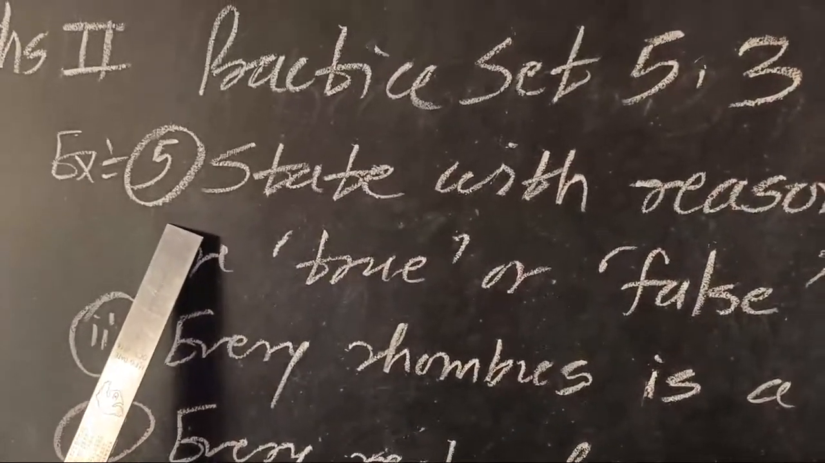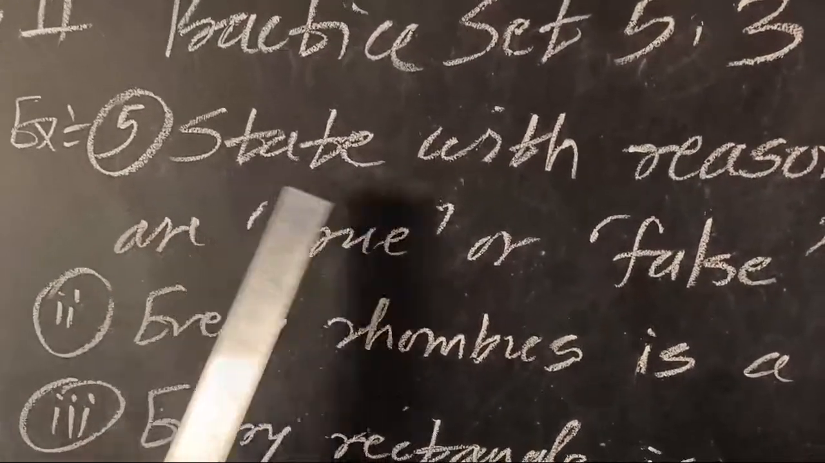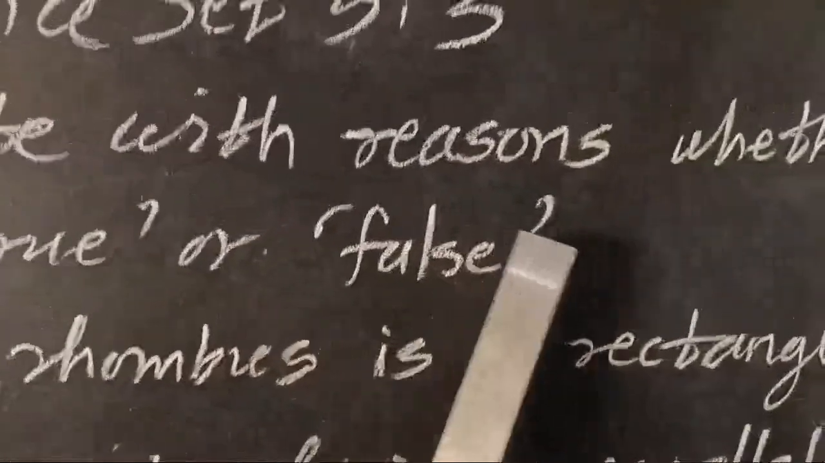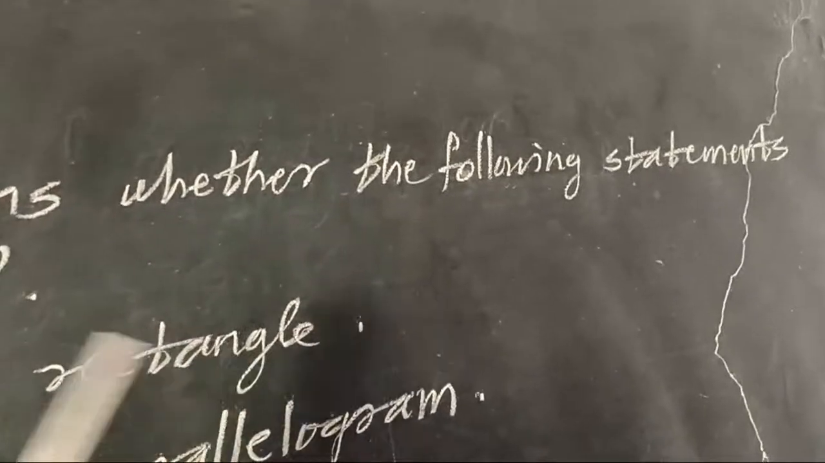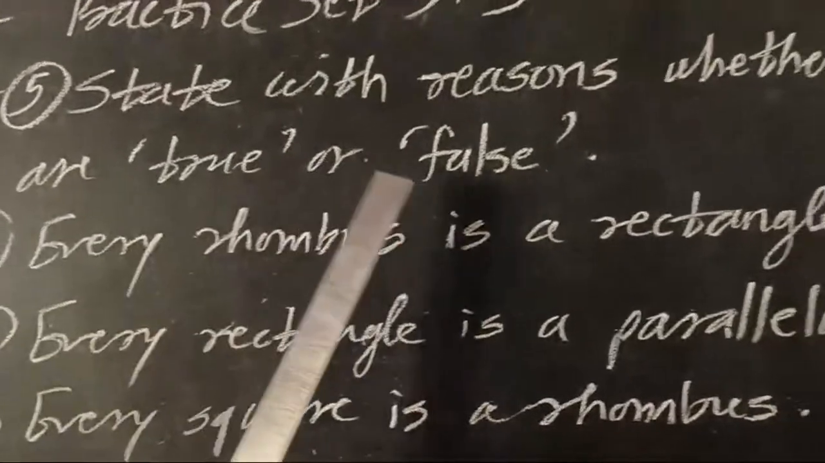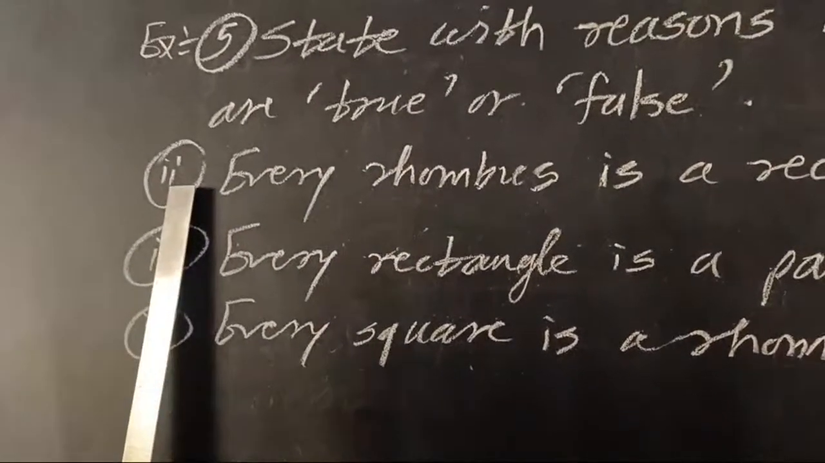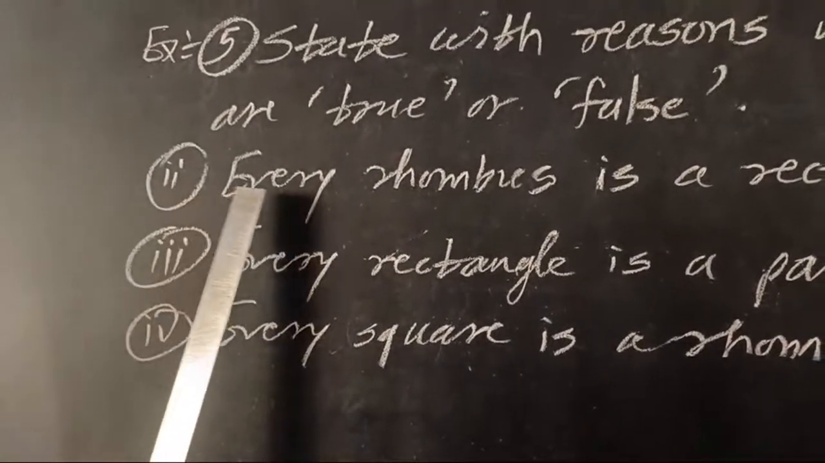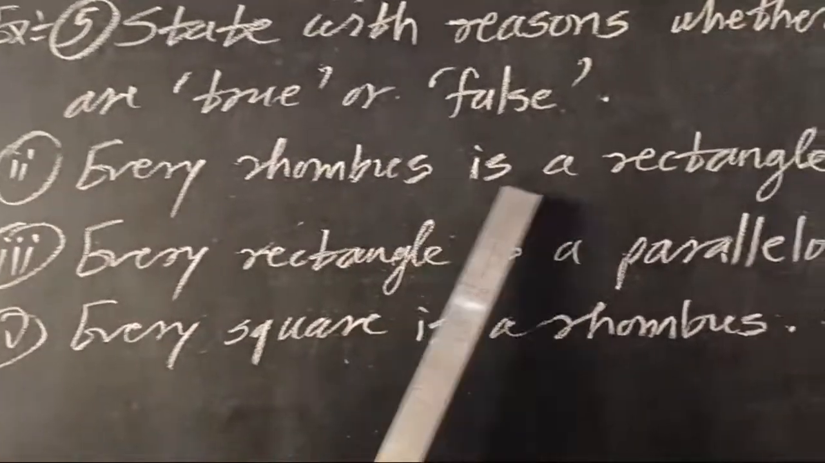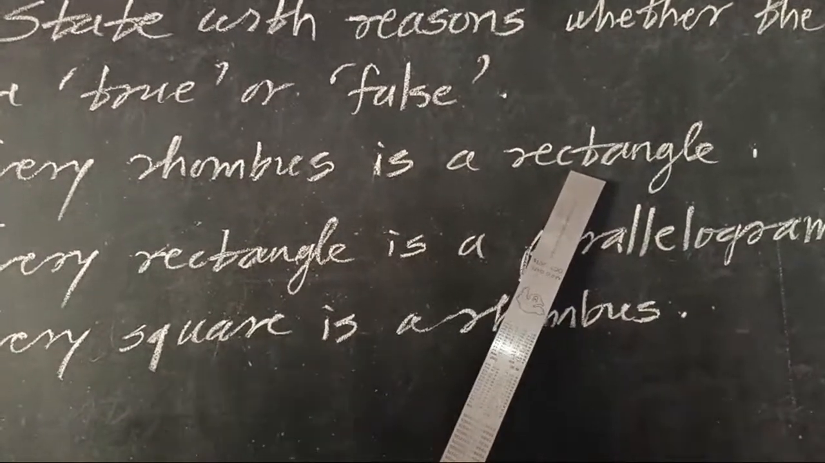Fifth number example we discuss here. State with reasons whether the following statements are true or false. First, second example we discuss here. Every rhombus is a rectangle.